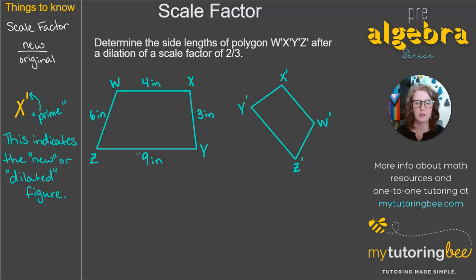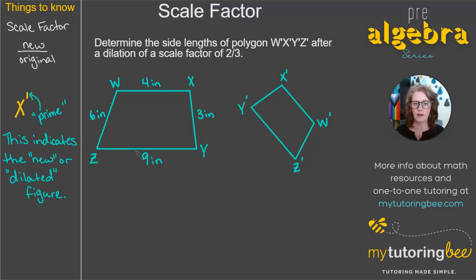So these little marks might look like apostrophes. We call this prime. That is just the new image after a dilation has occurred. So we're going to be looking at this trapezoid as our new image, and this is our original image. And we're going to use a scale factor of 2/3.